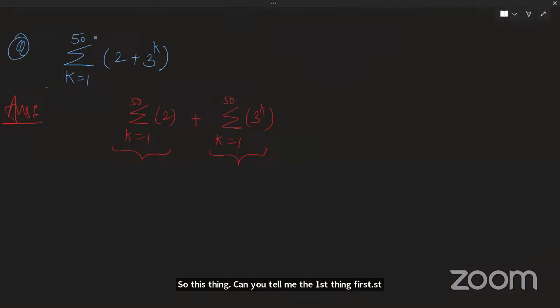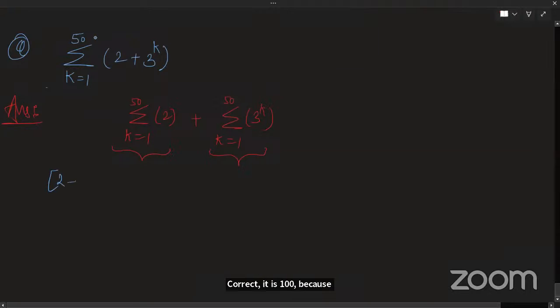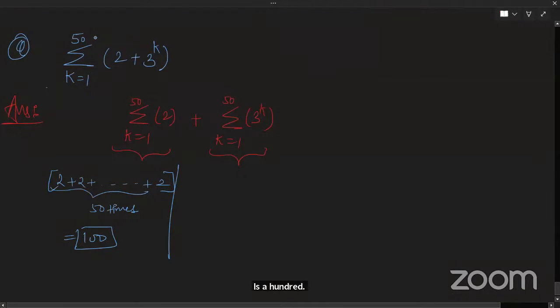Is it 100? Correct. It is 100 because it is basically 2 plus 2 plus 2, 50 times. So the first sigma is 100. And what about your second sigma? It is 3 raised to 1, 3 squared, and so on till 3 raised to 50.